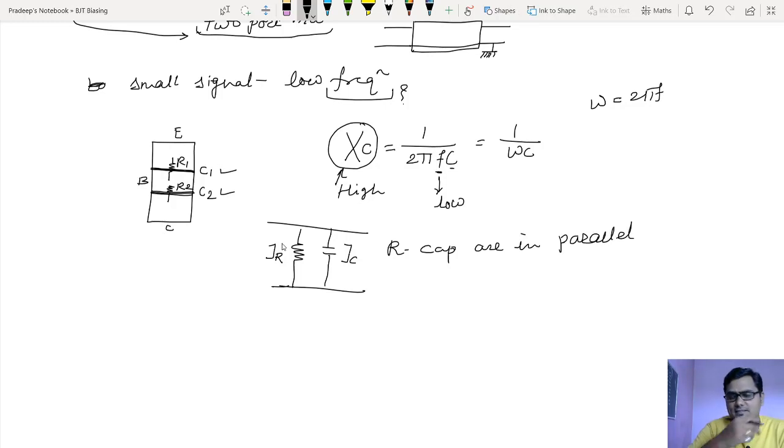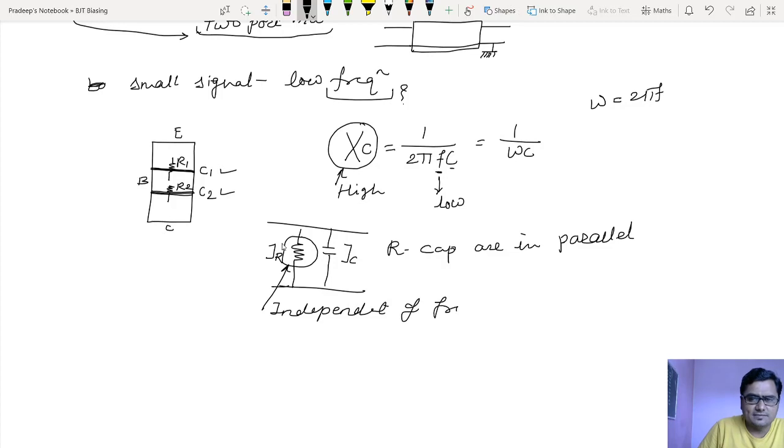So when junction capacitance and junction resistance are in parallel, one important thing is this resistance. It's a pure DC resistance, and it is independent of frequency. No matter what the frequency is, if frequency is high, it will never affect. If frequency is low, it will never affect. So it is independent of frequency.